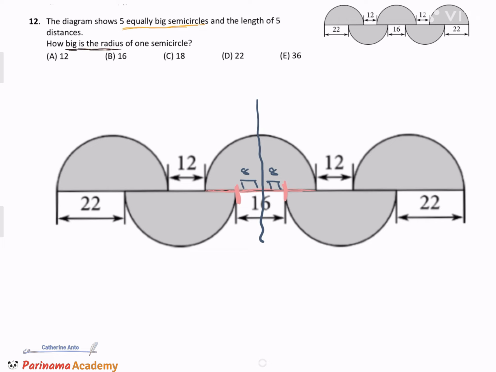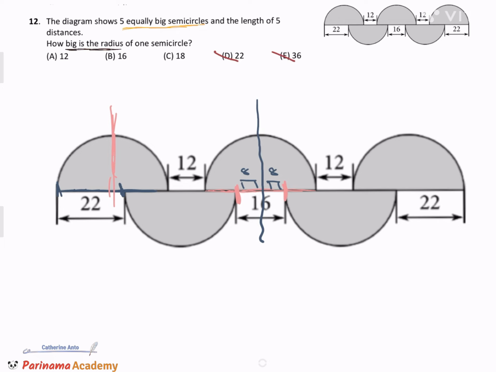Similarly, let's look at this diameter of this circle right here. We see that the length from here to here is 22. Now we can see that 22 is way past the half line, so if we were to cut this in half, we can see that 22 is greater than the radius of these semicircles. So given this, we know that D or E cannot be the answer. So now, looking at 12, 16, and 18, let's try substituting them to see which one is the correct answer.